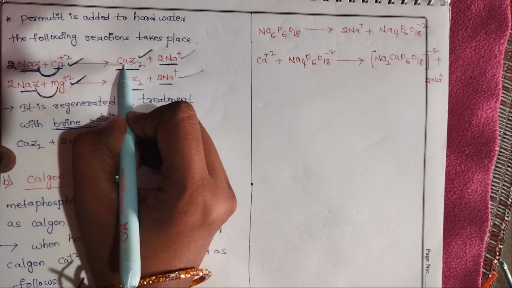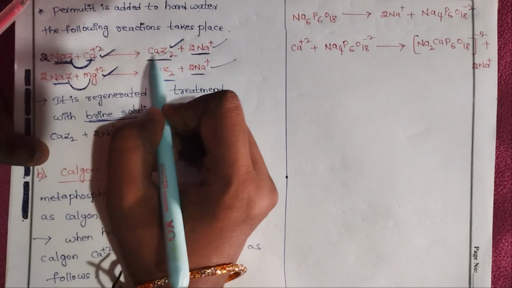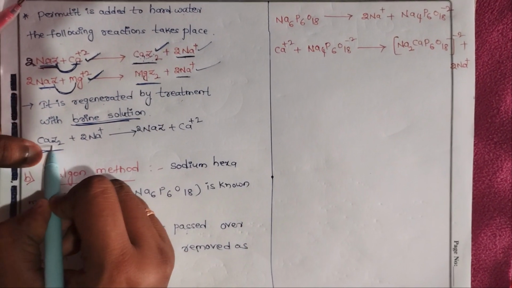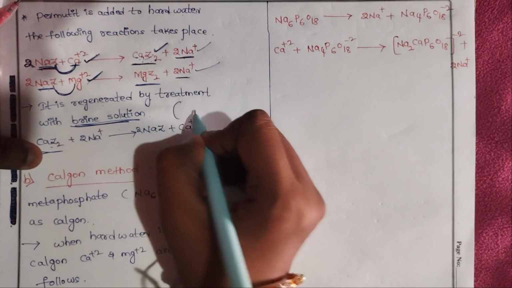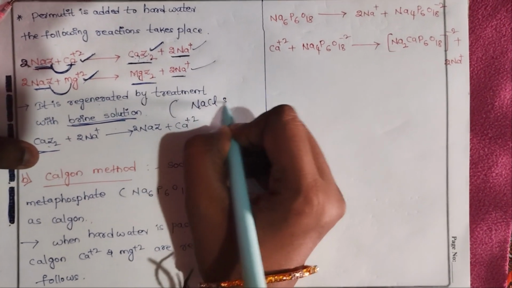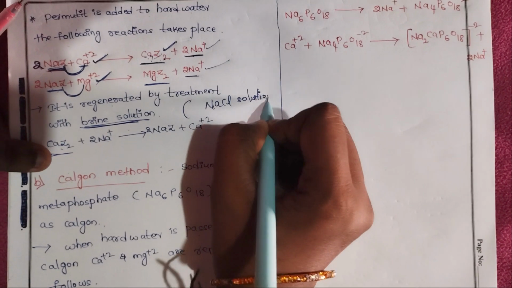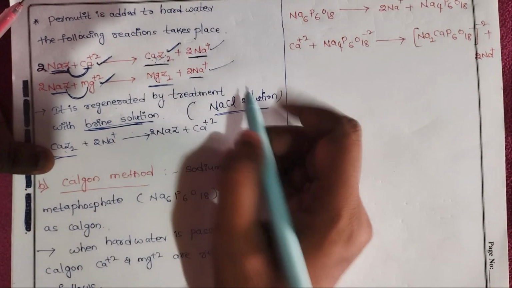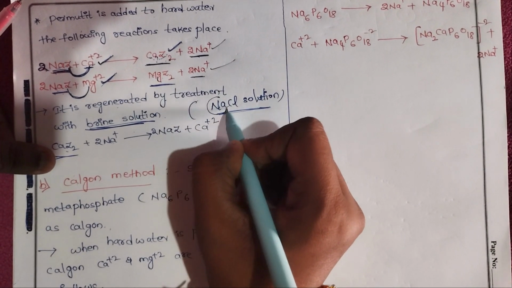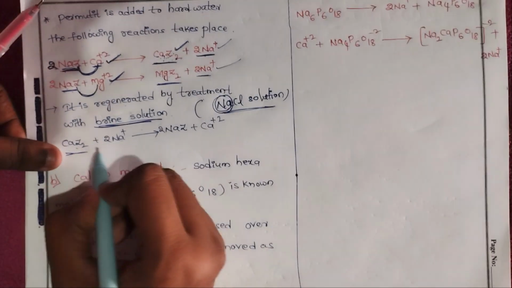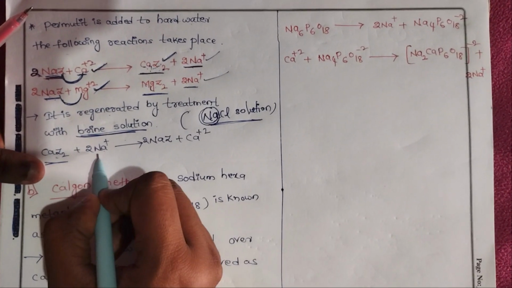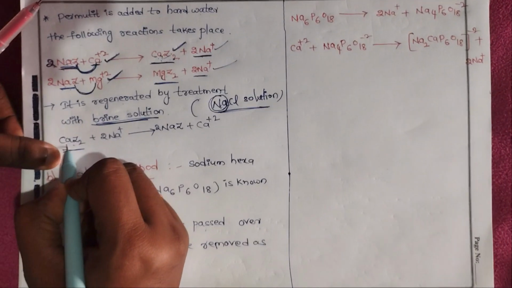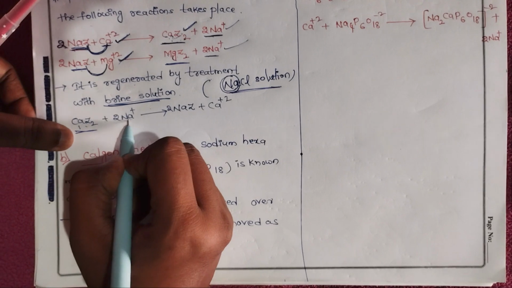In these two you have to select any one. When we are taking CaZ2, what is the meaning of brine solution? NaCl solution is called brine solution. So in that we are taking which ions? Only sodium ions. So when CaZ2 reacts with 2 sodium ions, the formation is NaZ.